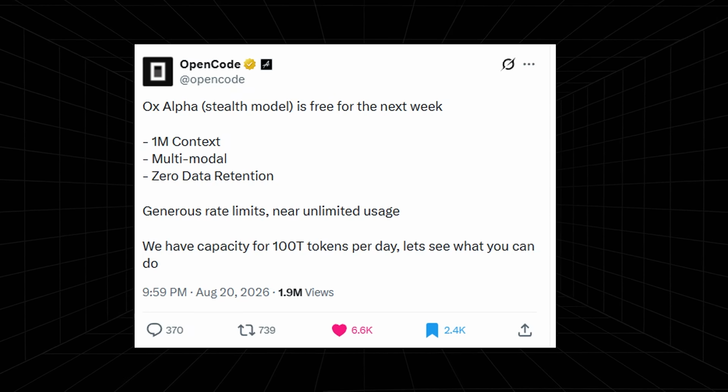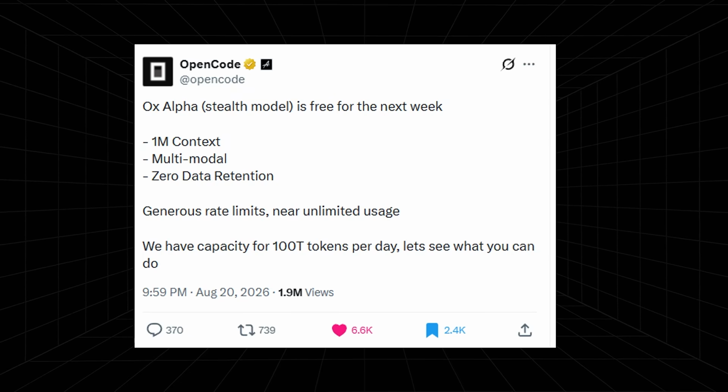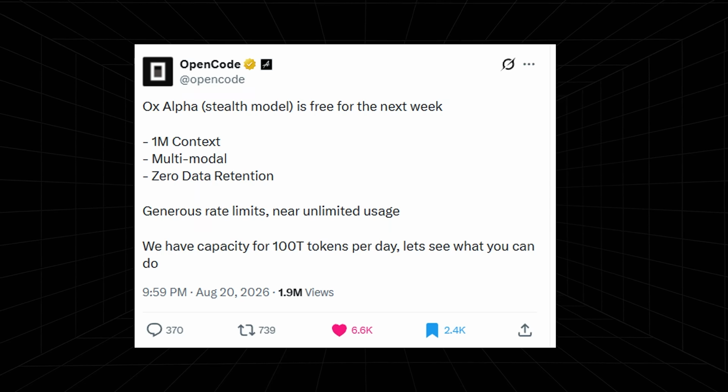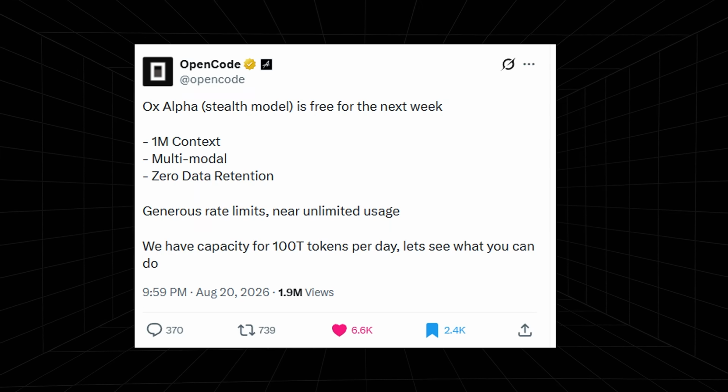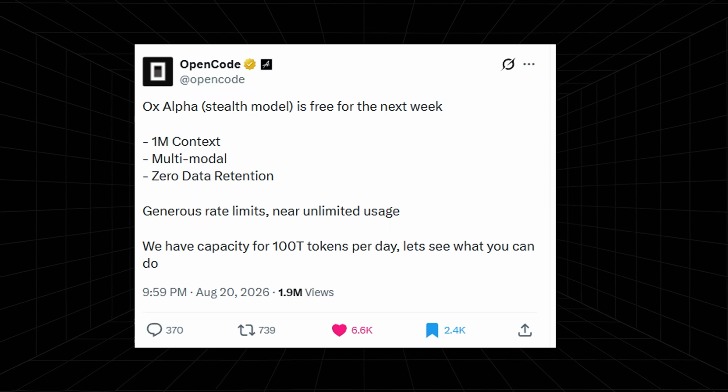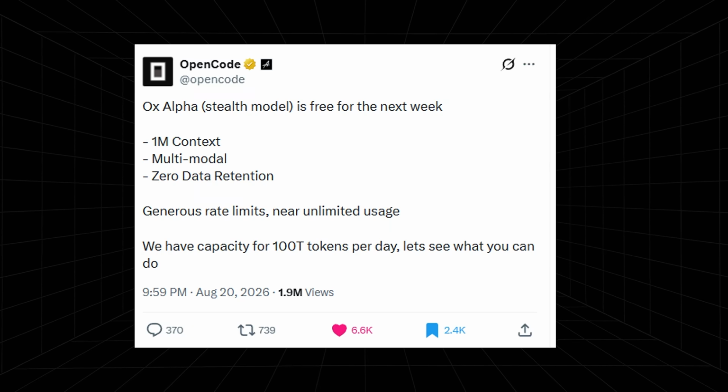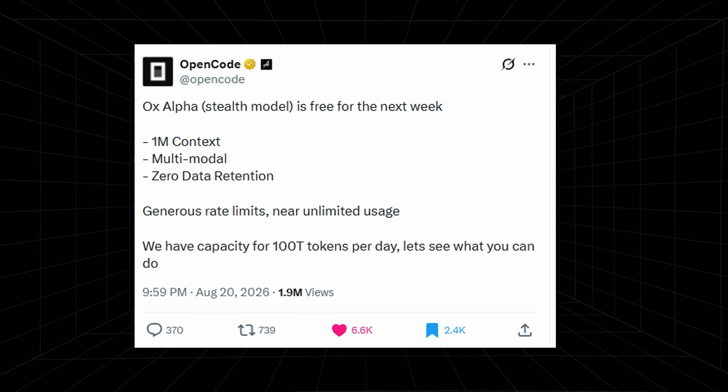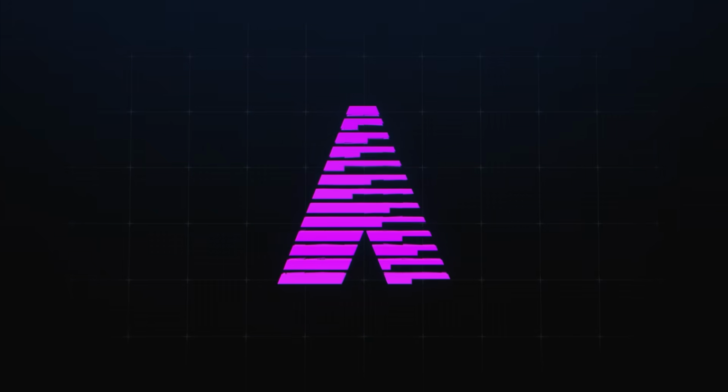So a few days ago, there was a model called OX Alpha, and this is a stealth model, and it's completely free with a 1 million context window, multimodal, zero data retention, and their capacity is 100 trillion tokens per day. Most people don't know what this is. In today's video, I'll dive into exactly what's occurring.